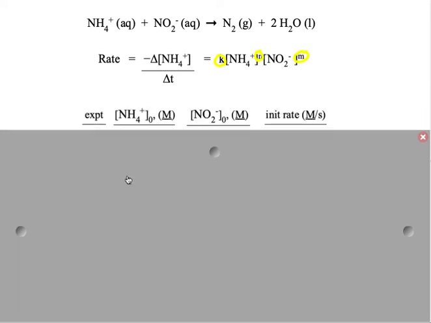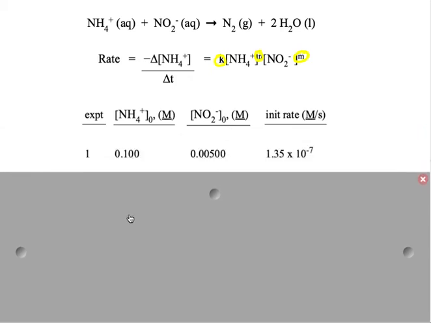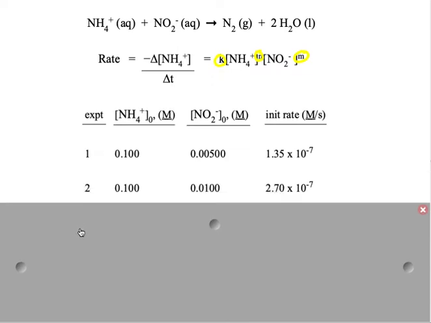And here are our data. In experiment number 1, I choose these initial concentrations of ammonium and nitrite, and I measure the initial rate. Again, the initial rate is the average rate of reaction over a short interval early in the reaction. In experiment number 2, I hold the initial concentration of ammonium constant, so I take it out. It's a control. I increase the initial concentration of NO2, and I see the initial rate increases as well.